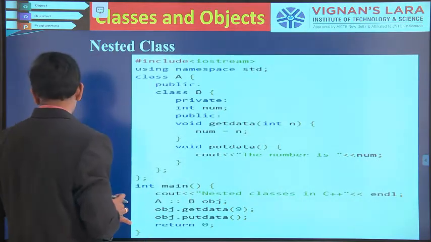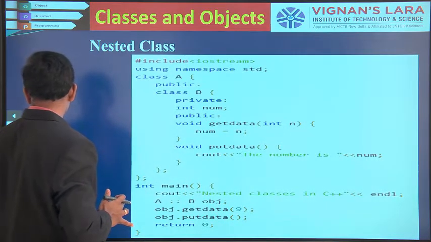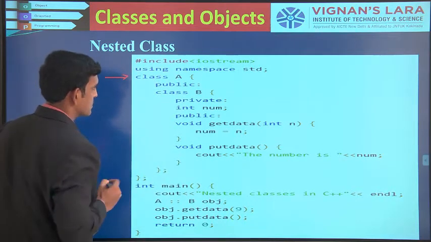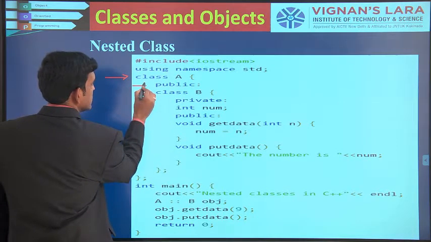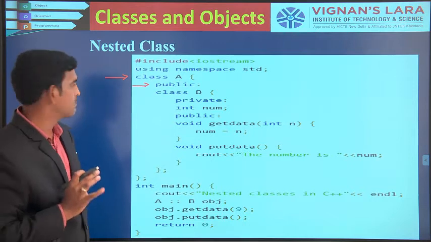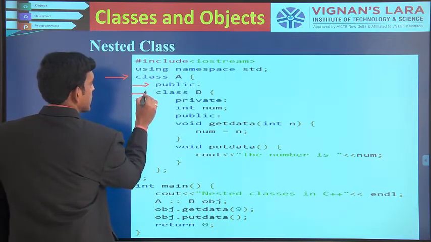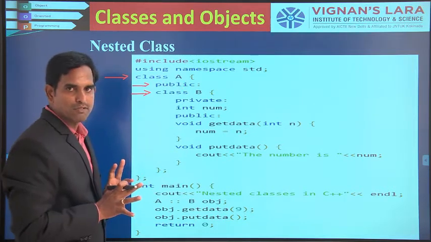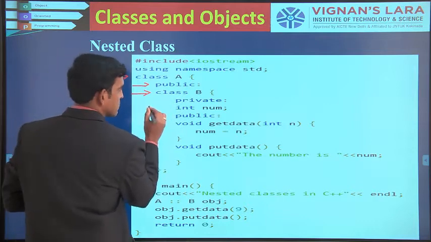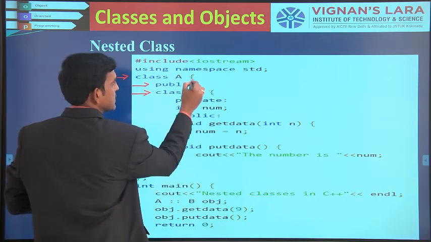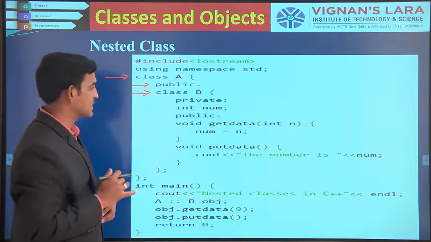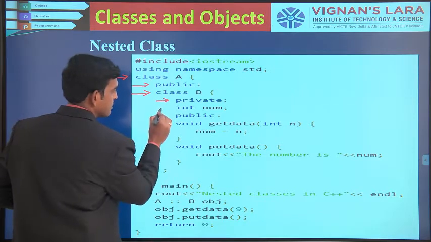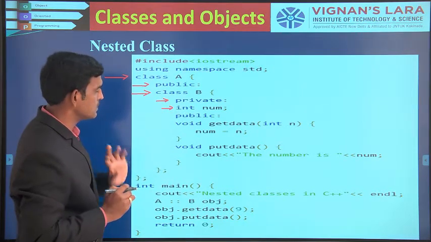This is an example of a nested class. First look at it. This is class A, and they have written public, that is, whatever members follow are public members. So class B is a public member of class A. Remember, class B is a public member of class A. Inside class B, since class B is written inside A, we call it a nested class. Class B contains private, that is, it has one private member, num.